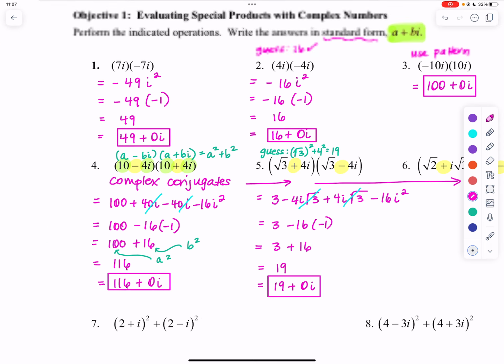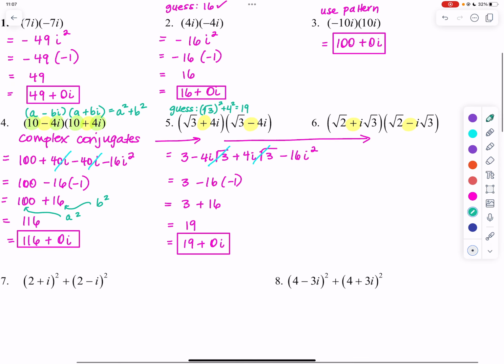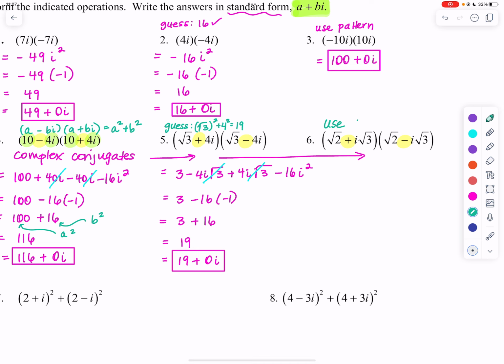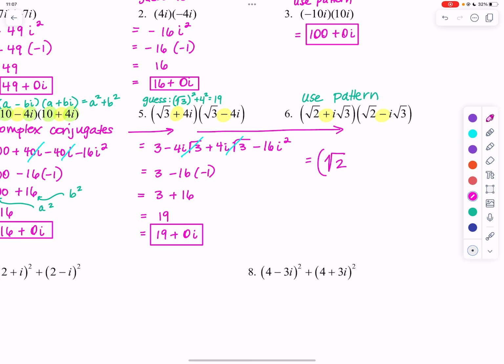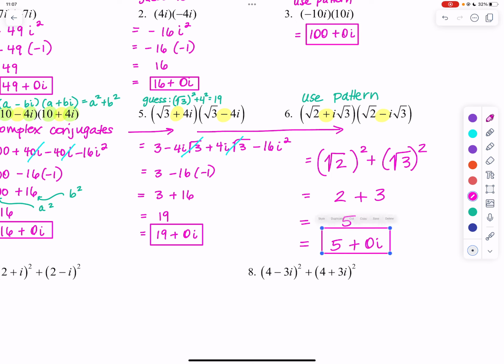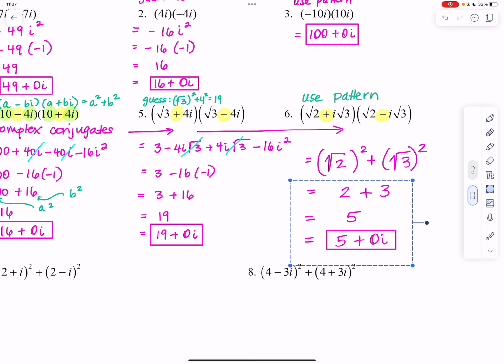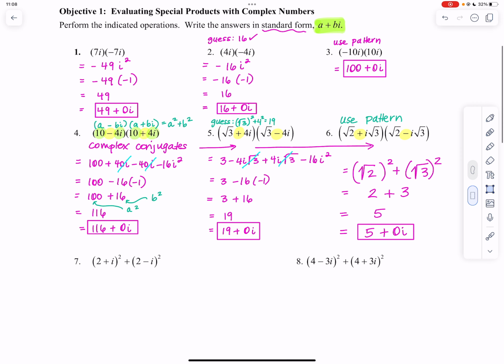So now what we're going to do in number 6 is we're actually going to use the pattern. So we are going to say that this is equal to the square root of 2 squared plus the square root of 3 squared. And that is 2 plus 3, which is equal to 5, or 5 plus 0i, which is standard form. So we can see some really nice patterns happening here and working out very, very well.